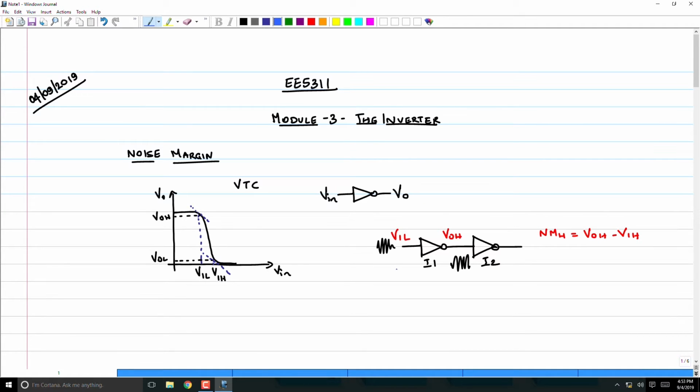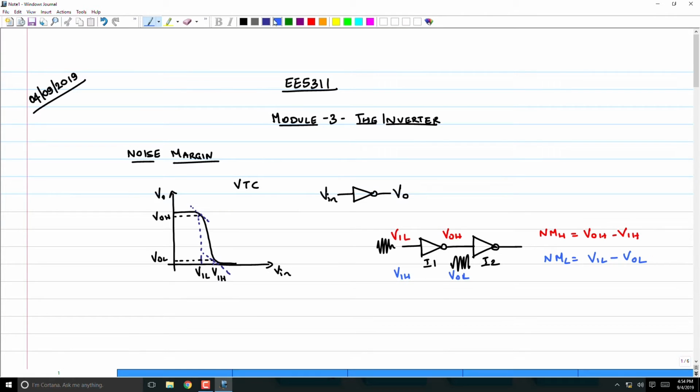Similarly, if you gave VIH here, then you would get VOL here. The output of the first inverter will give you VOL. And for VOL to get recognized as a logic low on inverter I2, VOL has to be less than VIL. Therefore, the noise margin low is VIL minus VOL. Why noise margin? Because I have that much of margin for the noise to cause a fluctuation and not cause a change in the output. That is the margin that I have, and that's why it is called noise margin.